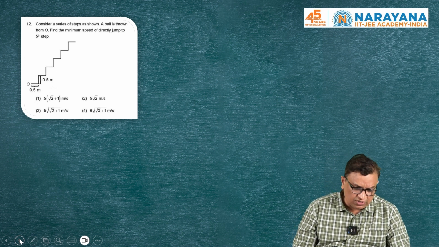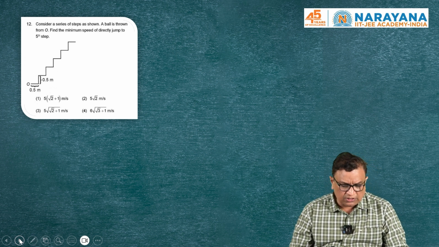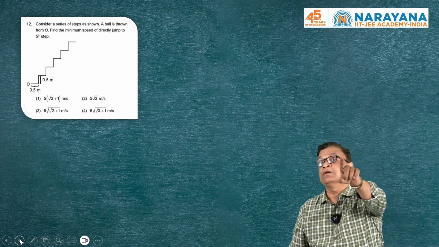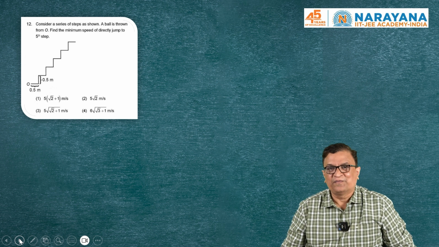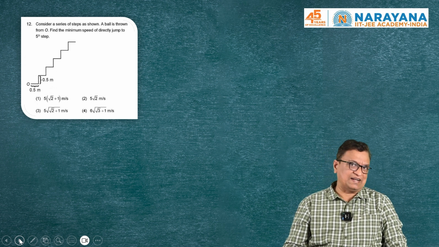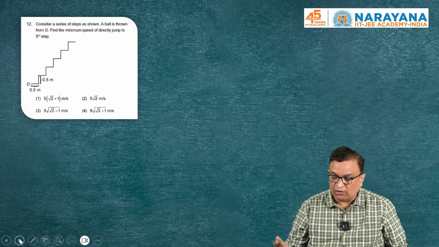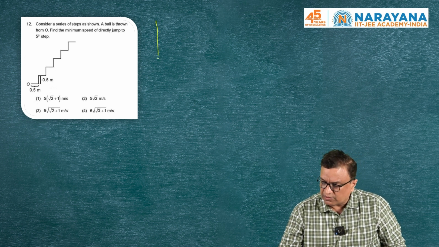Proceed for the next question. 12th question. One simple formula from which chapter? Two-dimensional motion, kinematics, projectiles. Know this, you are done. Do you remember?